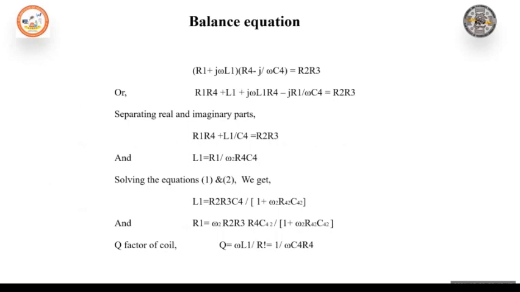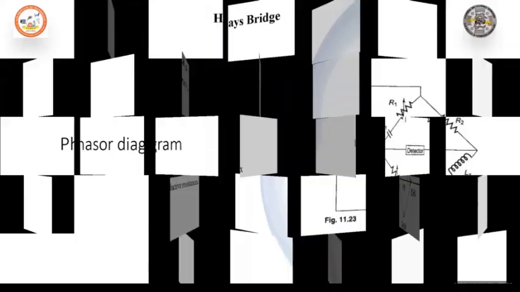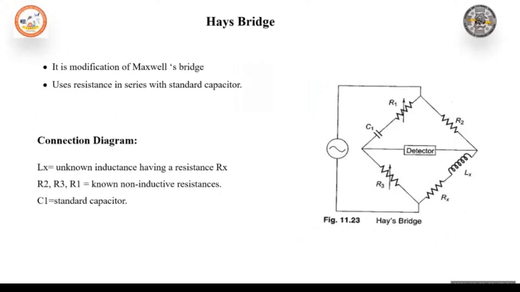Here Lx is used for the unknown inductance and Rx for the unknown resistance. So Lx is R2 into R3 into C1 divided by the expression in the final equation I have got. This is the final equation for Lx. After that, the Q factor of the coil is also determined.